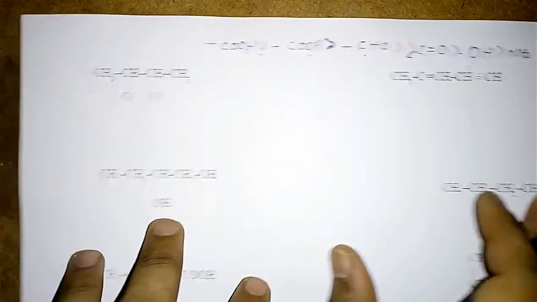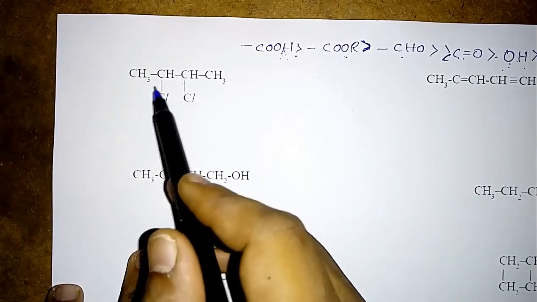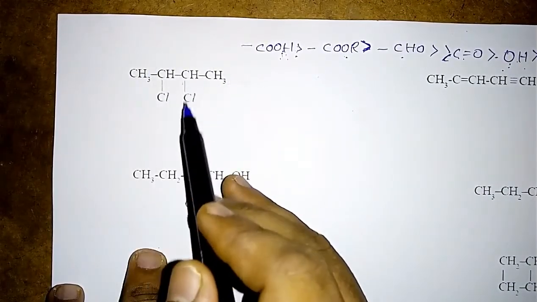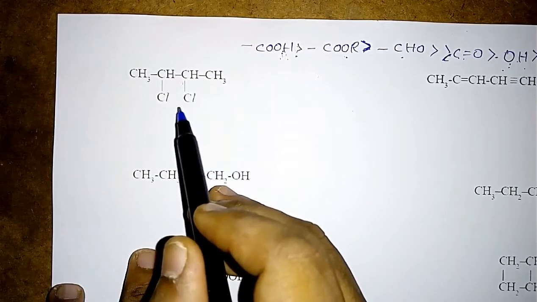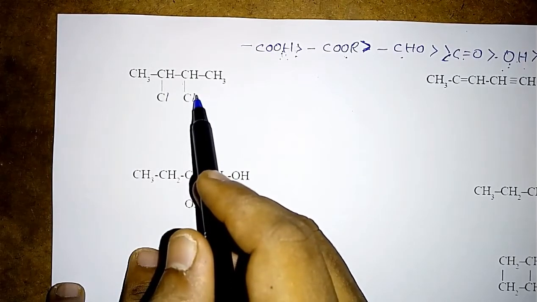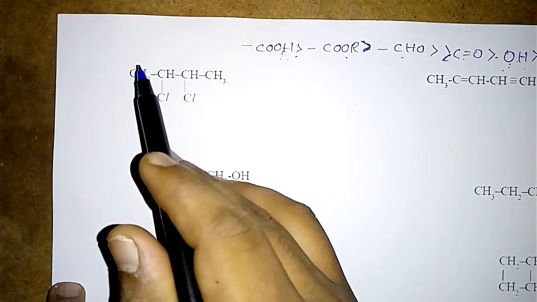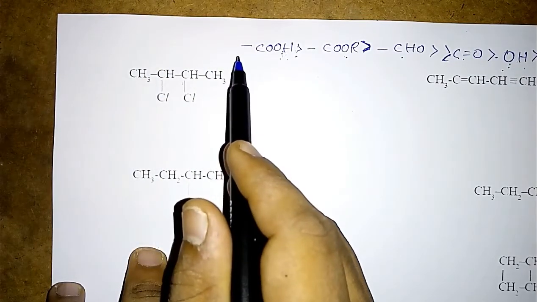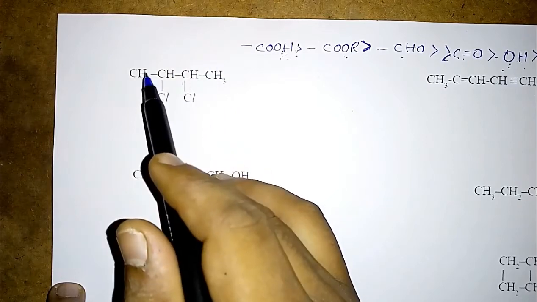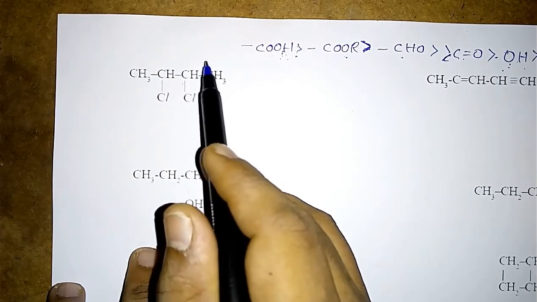Let's see the first question they have given. They have given one structure. So this is the structure of a carbon compound. Now we have to write the name of the particular carbon compound. Before writing the name, you have to give numbering to the carbon compound. You can give from left to right, or at the same time you can give from right to left. It's up to us in which way we are giving the numbering.